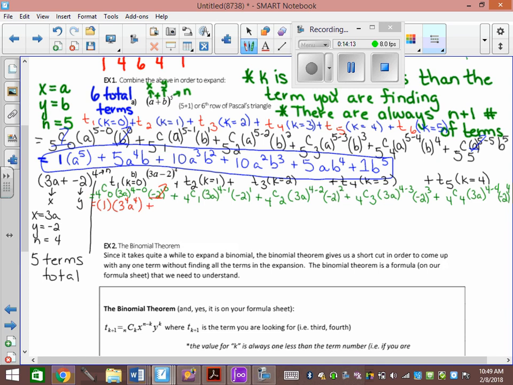Plus 4 choose 1. How many ways can you have 4 and choose 1? 4 ways. Then you have 4 minus 1, which is actually 3. So we're going to get 3 to the 3, a to the 3. And then -2 to the 1 is -2. Plus 4 choose 2, 6 ways.